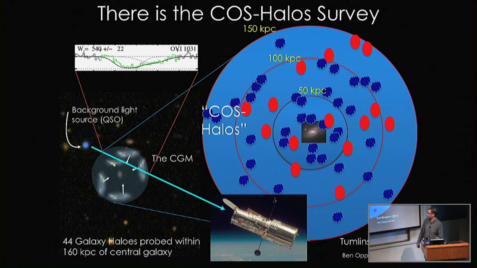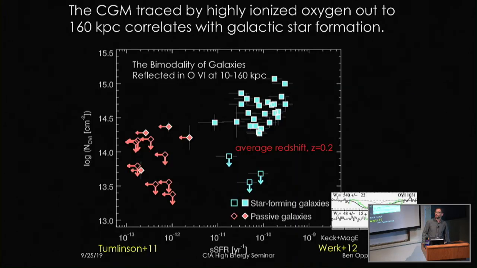And so you look at these galaxy quasar pairs, and with COS, the Cosmic Origins Spectrograph, you can get a survey. This is the COS-Halos survey, a slide that we all share in that collaboration, and it's very old now, almost 10 years old, of about a few dozen pairs probing the circumgalactic medium out to 160 kiloparsecs. And you can compile statistics from that. Here we show a CGM observable, the oxygen 6 column density, versus specific star formation rate. And you can see the bimodality in specific star formation rate and galaxy properties is reproduced in the CGM. And that's an interesting thing to try to explain.